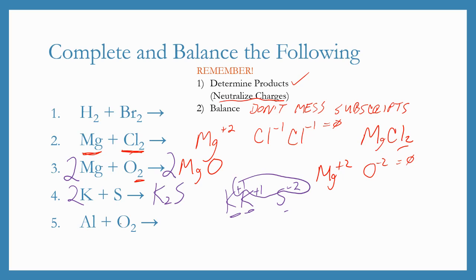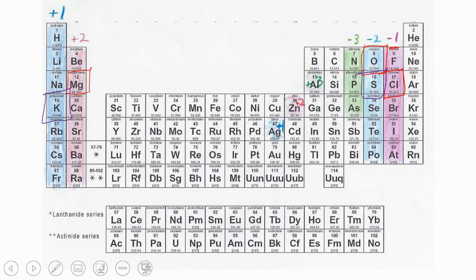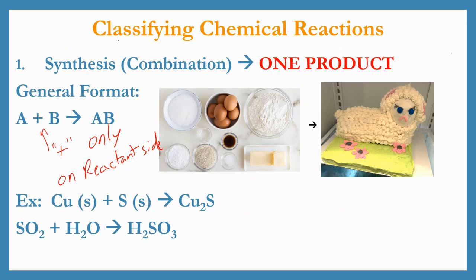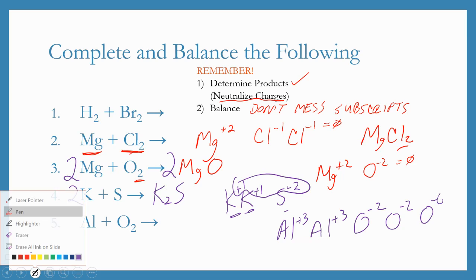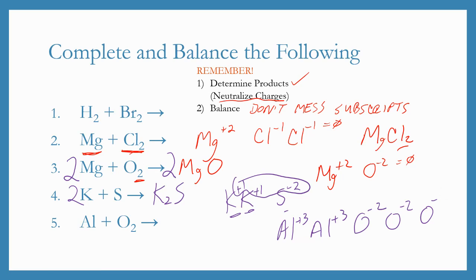So aluminum and oxygen, aluminum is +3 and oxygen is -2. If you forget aluminum is +3, it's right here. It's always +3. All right, so we got aluminum +3 and oxygen -2. For this to neutralize the charges, we got to go to the lowest common factor of 6. All right. Then that'll equal 0. So I need 3 oxygens and 2 aluminums.